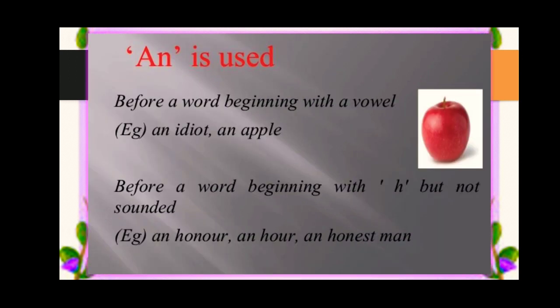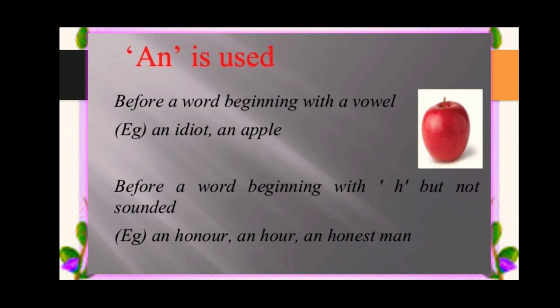Now we will see where to use an, before a word beginning with a vowel sound. Vowel sounds are A, E, I, O, U. So we'll read the examples now. An idiot, the i sound. An apple, the a sound. The next is before a word beginning with H where the sound is the same. So here H is silent.